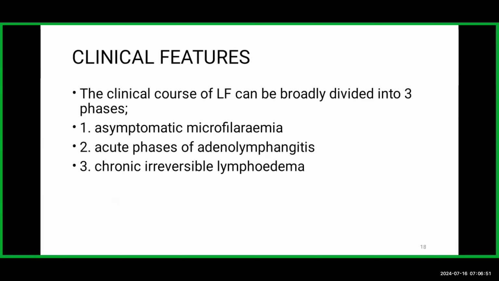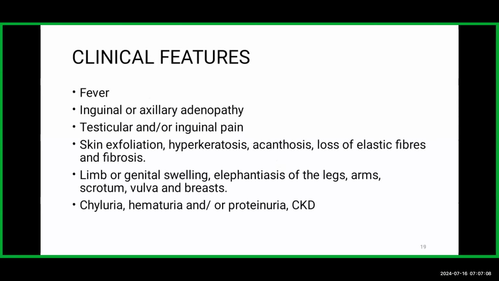So the clinical course can be divided into asymptomatic microfilaremia, when the patient doesn't have any lymphedema or fever or any obvious symptoms, and then the acute phases of adenolymphadenitis and other symptoms, and then there's chronic irreversible lymphedema. The patient could present with fever, adenopathy, testicular and inguinal pain or swelling. In the skin, you could have exfoliation, hyperkeratosis, acanthosis, and then there's loss of elastic fibers and fibrosis. You have lymphedema of the legs, the arms, the scrotum, vulva, even breasts, and in some cases, patients could present with chyluria, hematuria, or proteinuria.